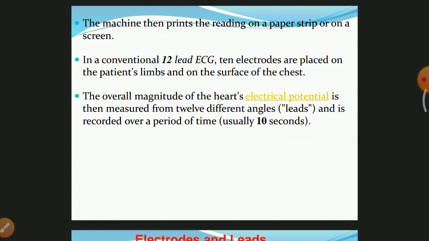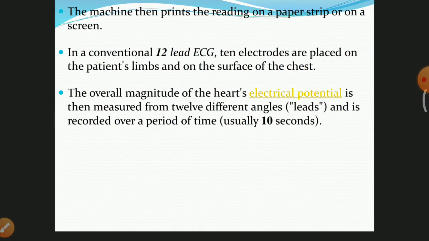The machine then prints the reading on a paper strip or on a screen. So whatever is recorded by the electrodes, we will observe in the strip on paper or directly on the screen of the machine.